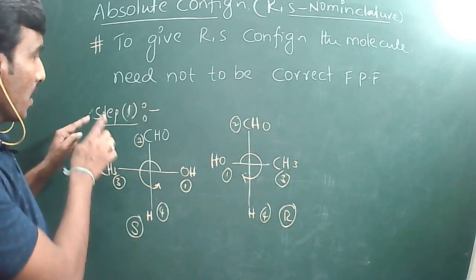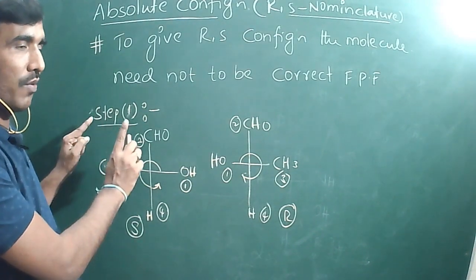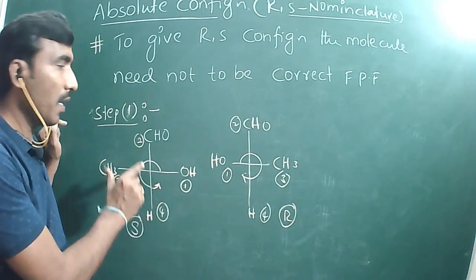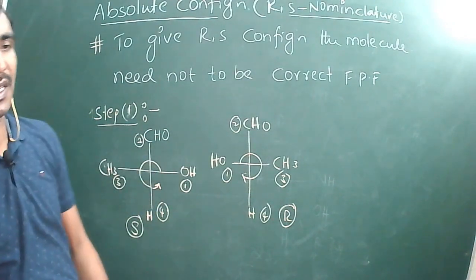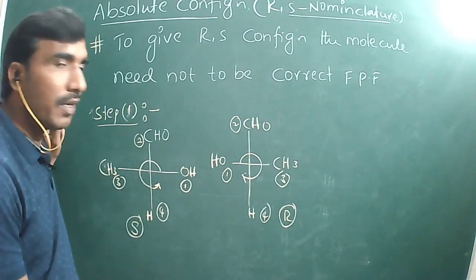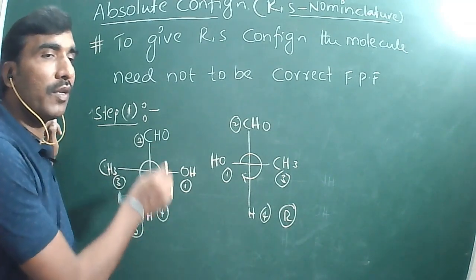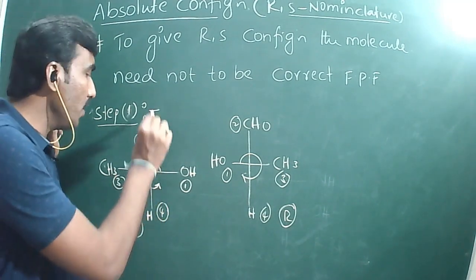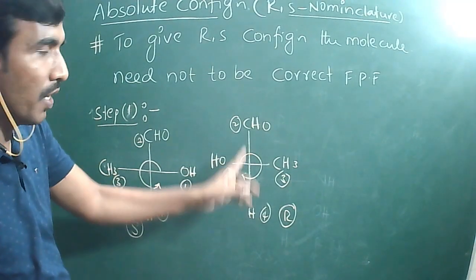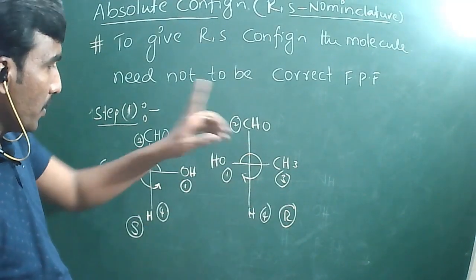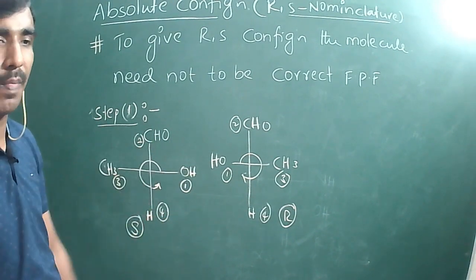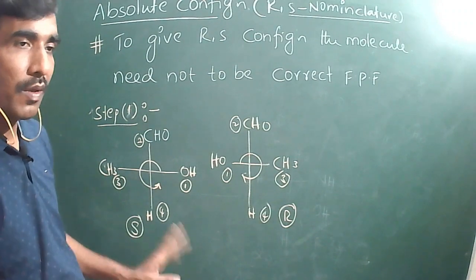So what is step 1? First we have to give the priority order for the 4 groups attached to the chiral center according to CIP sequence rules. After that we have to check whether the least priority group is on the vertical line or not. If it is on the vertical line, it is okay. If your vision is rotating in clockwise direction, you assign it R, and if your vision is rotating in anti-clockwise direction, you assign it S. That is enough. Understood? So that is case 1.